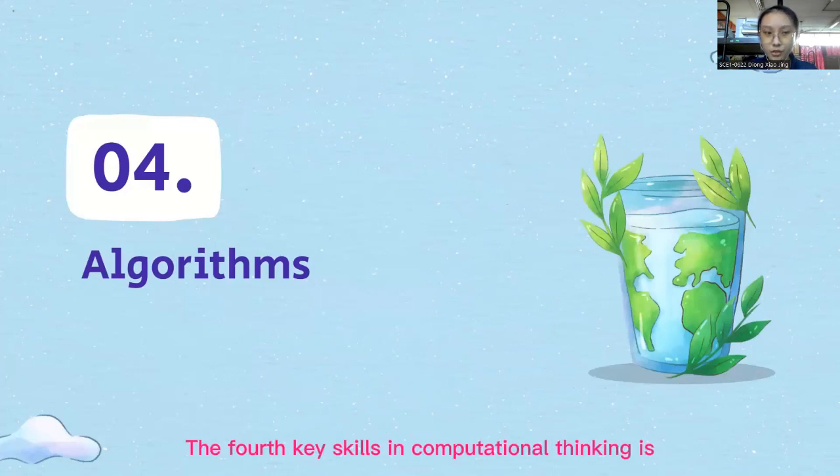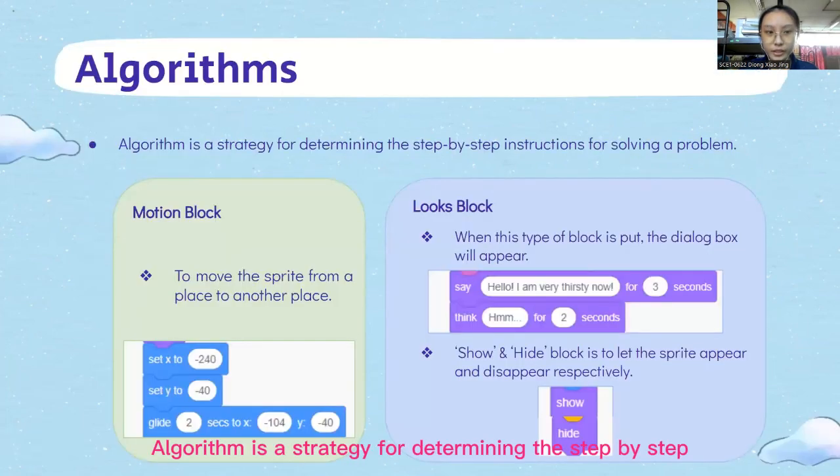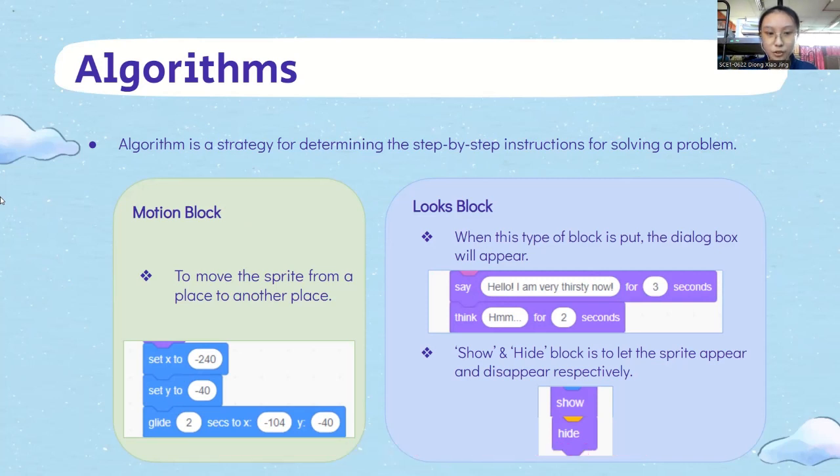The fourth key skill in computational thinking is algorithm. An algorithm is a strategy for determining the step-by-step instructions for solving a problem. For solving the problem, we must understand the blocks in Scratch programming. So the first one is the motion block. The motion block is to move the sprite from one place to another place.